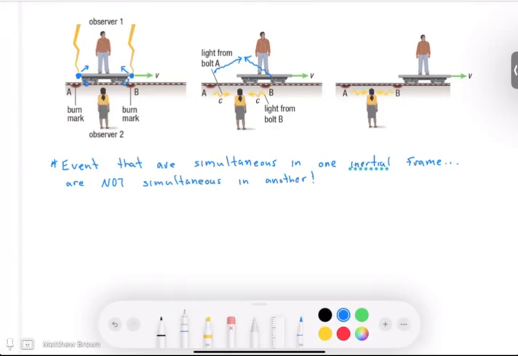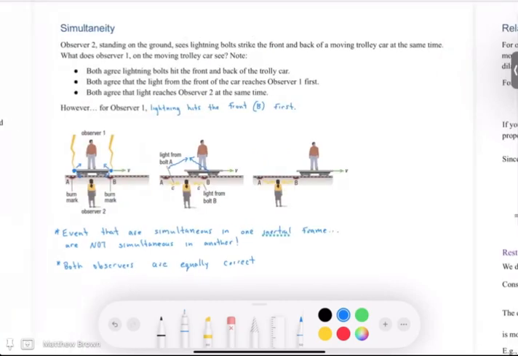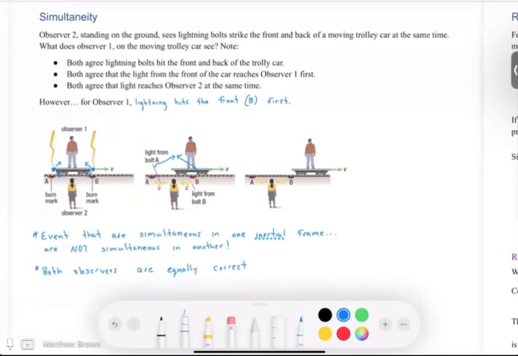Now, here's the other really important point here, though, right? Both observers are equally correct. Right? And that's where this thought experiment, and you'll see this in lots of textbooks, I just feel like it's slightly misleading because of how it's presented. Even the way I worded it here, admittedly, is a little suspect. Observer 2 standing on the ground sees lightning bolts. I guess I tried to be pretty good here.